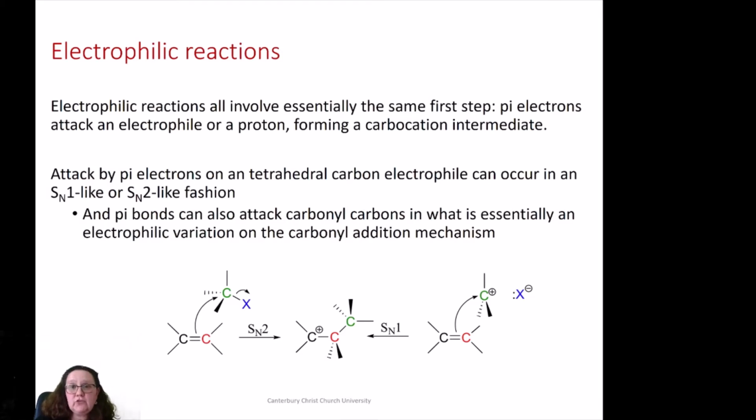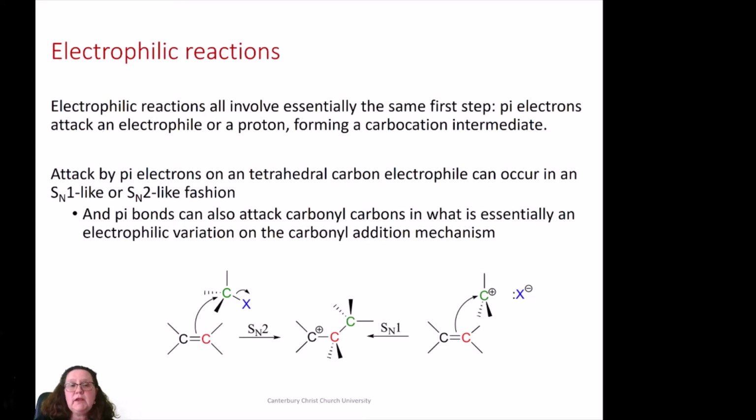The pi electrons, the electrons from the double bond, attack an electrophile, a compound that has a positive charge or that has free orbitals that are able to accept the electrons from the double bond, or a proton, for example, and an intermediate carbocation is formed.